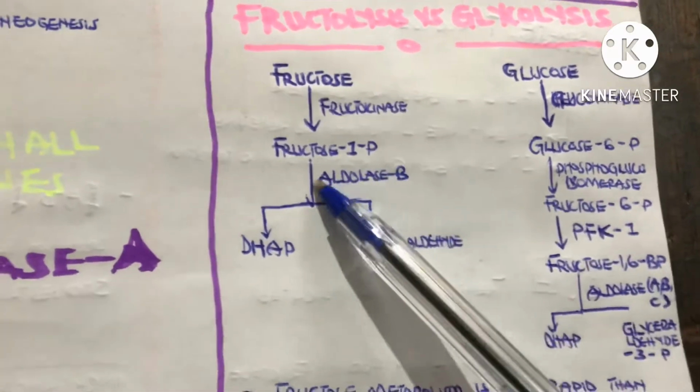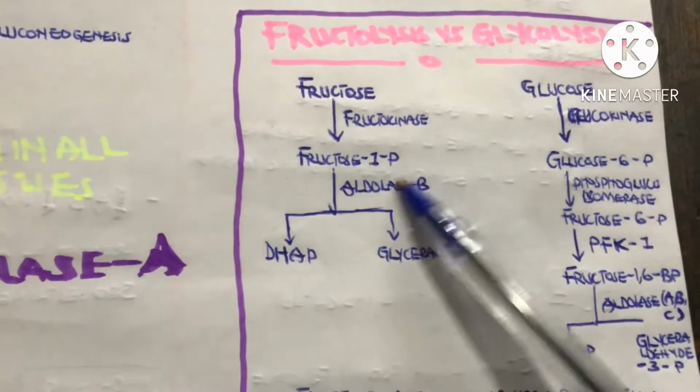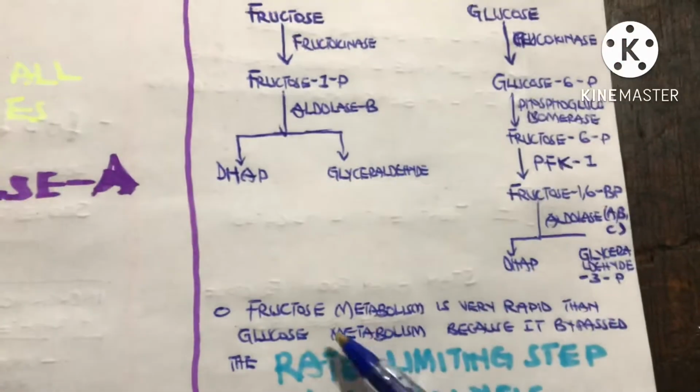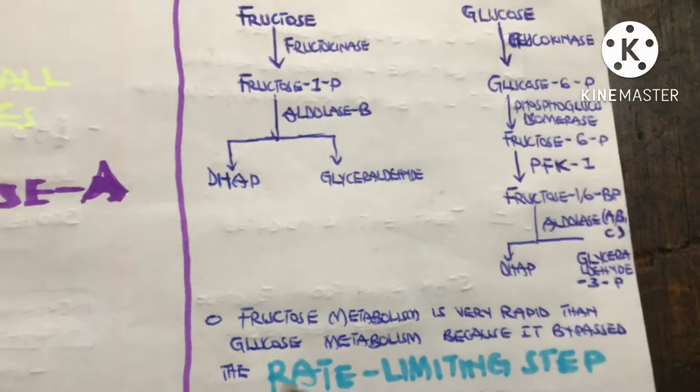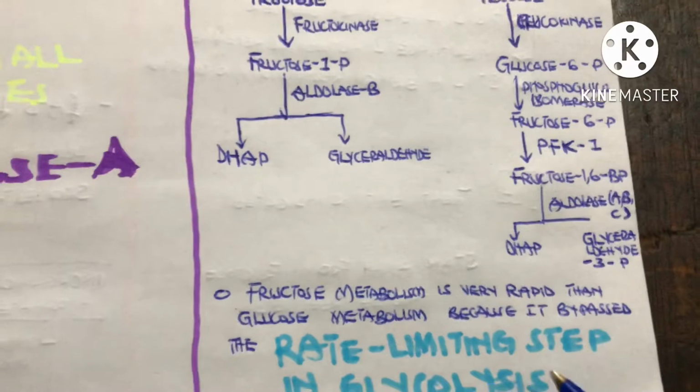You can see that in fructolysis, this rate limiting step in glycolysis is being bypassed. So we say that fructose metabolism is very rapid compared to glucose metabolism because it bypassed the rate limiting step in glycolysis.